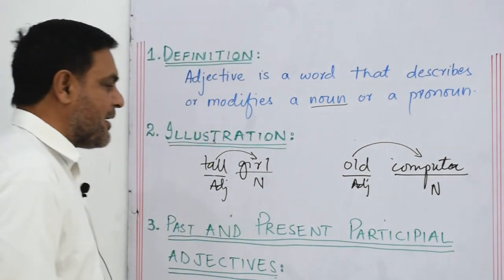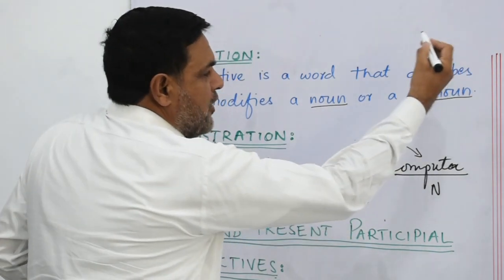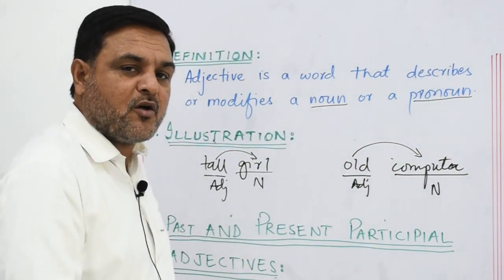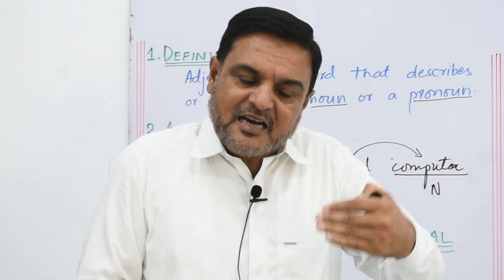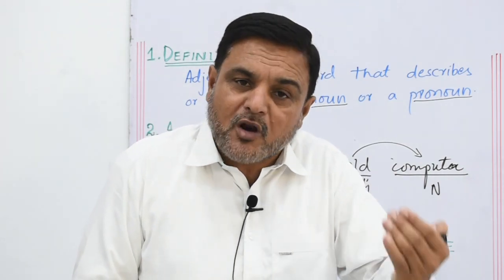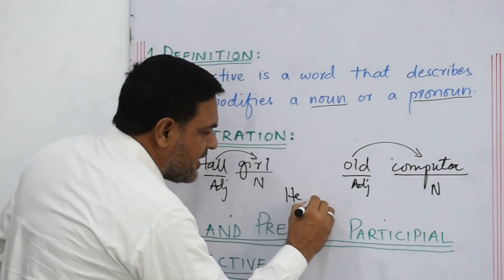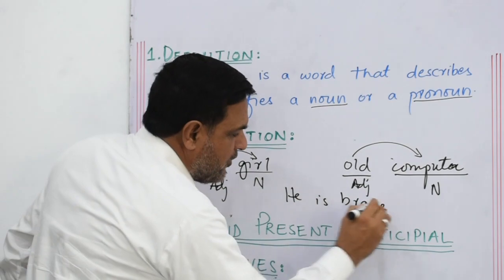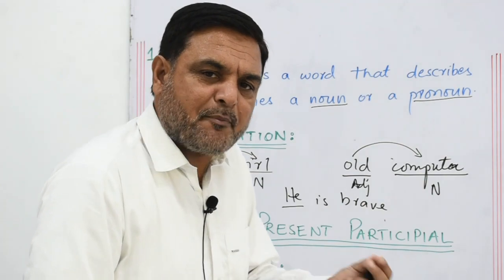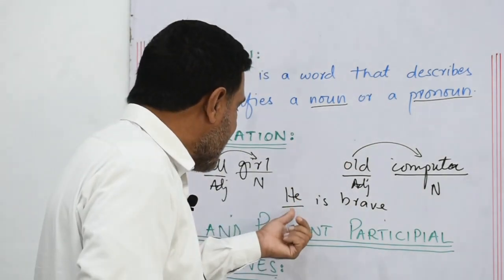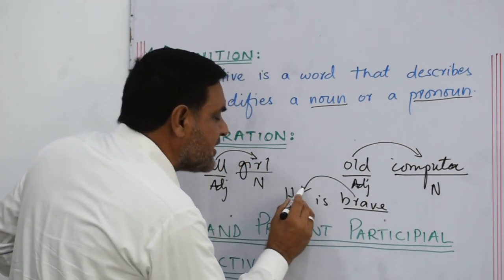This is something that you need to keep in mind. And then I can also give some other examples. For example, modification of a pronoun. How does modification of a pronoun take place? Typically, modification of a pronoun takes place in a different way. Description of a pronoun takes place in a different way. How? For example, I can say, he is brave. Now, this is a pronoun which has been used instead of a noun, and he may mean a person called Ali. So, he actually is a pronoun, and this word, brave, describes he.